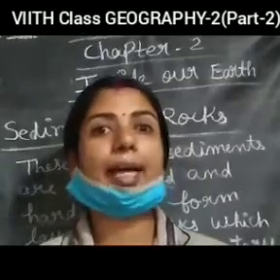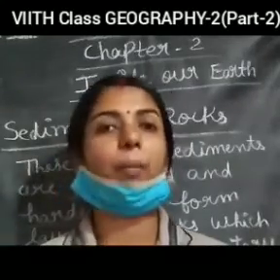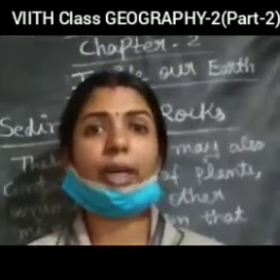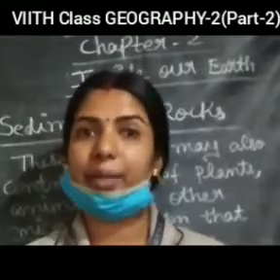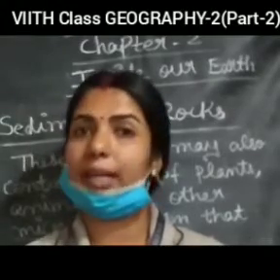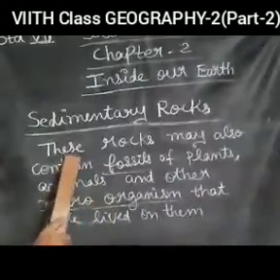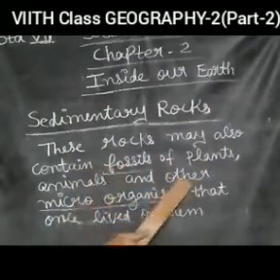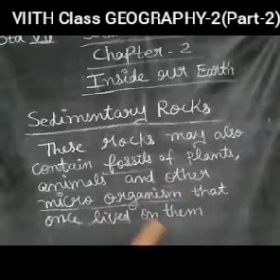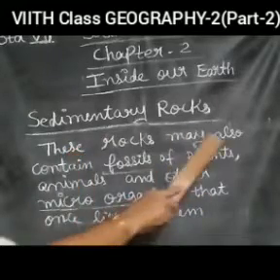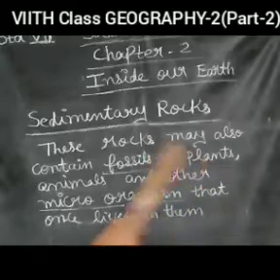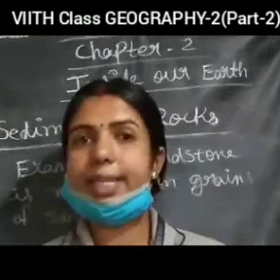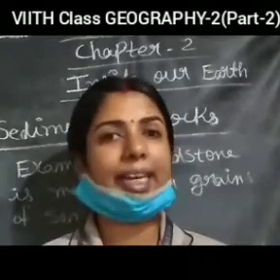Loose sediments are compressed and hardened to form layers of rock known as sedimentary rocks. These rocks may also contain fossils of plants, animals and other microorganisms that once lived on them. For example, sandstone is made from grains of sand.